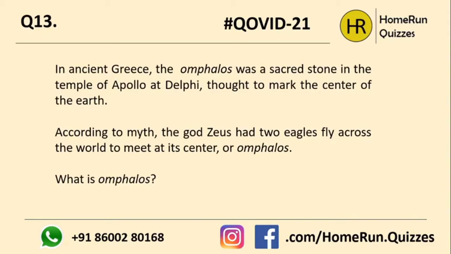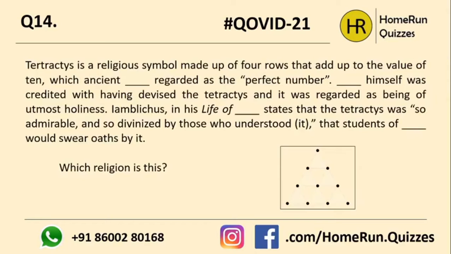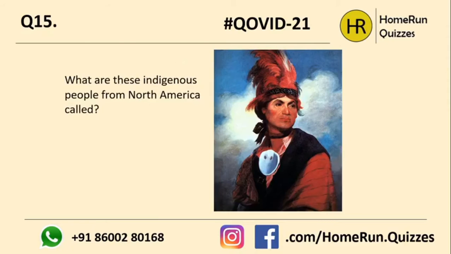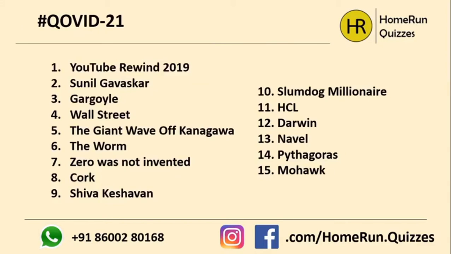So ancient, and what do you call Omphalos? So this is the navel, which symbolizes the center of the earth. Navel, belly button, we are giving you points for either of those. Question 14 is Pythagoras. The symbol of Pythagoras, the religion as well. And then finally question 15. So these are Mohawk Indians, from whom the Mohawk hairstyle comes. That was the compiled list of answers for yesterday.